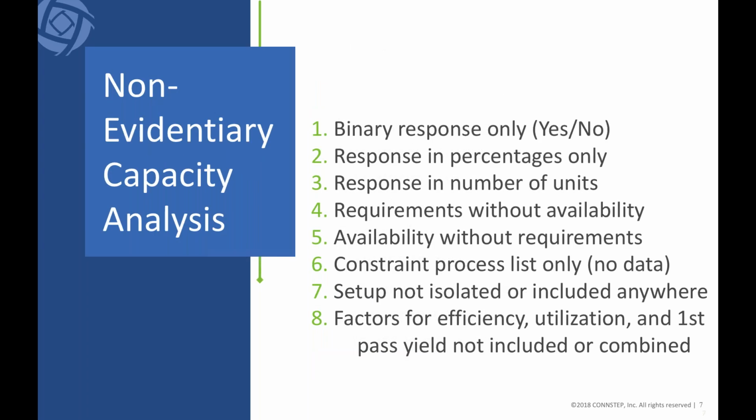We mentioned a moment ago about evidentiary capacity. Non-evidentiary capacity is we usually receive capacity in terms of yes or no, yes, we can do it, or we get responses in percentages only. Sometimes the response is in a number of units. We get requirements without availability, and vice versa. Sometimes we get availability without requirements. Sometimes we just get capacity around the constraints.